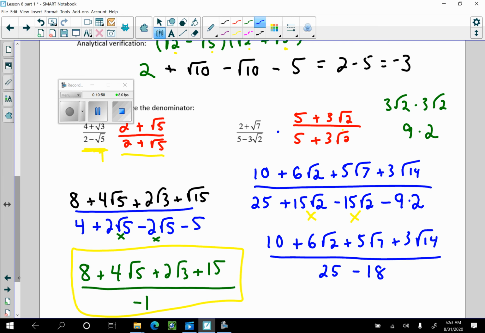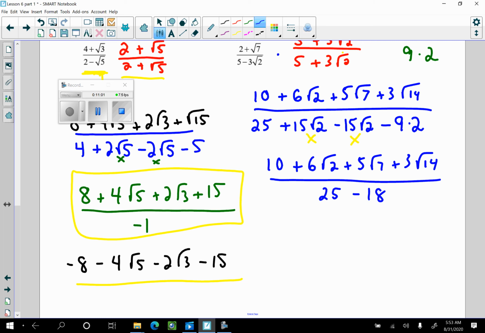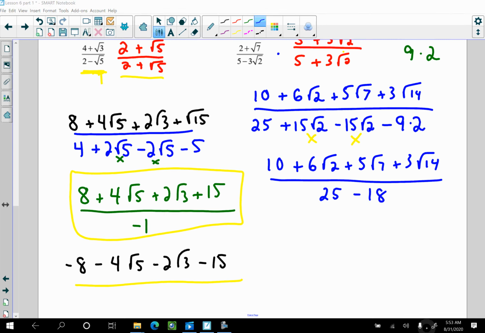And we know 25 minus 18 is going to be 7. So I'm going to put each one.